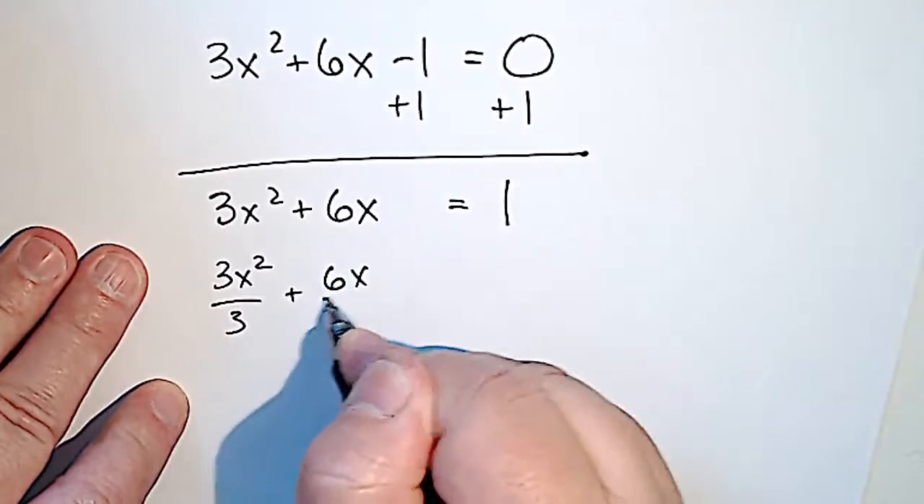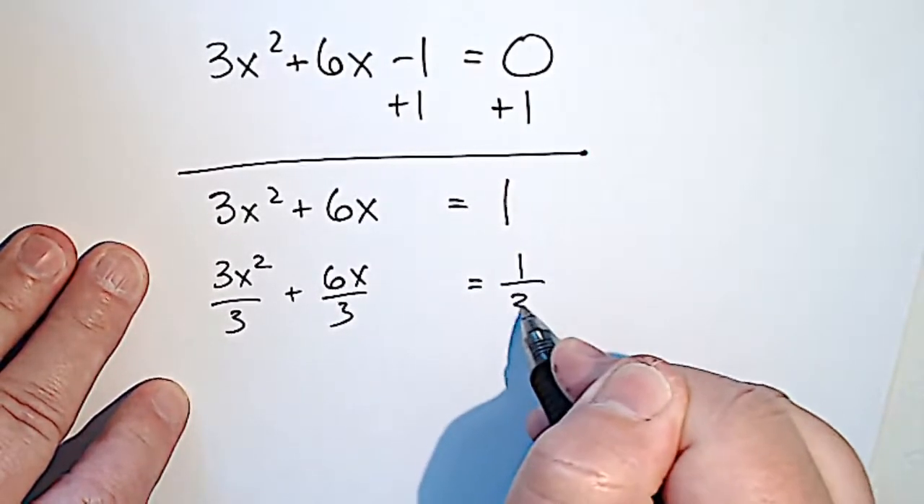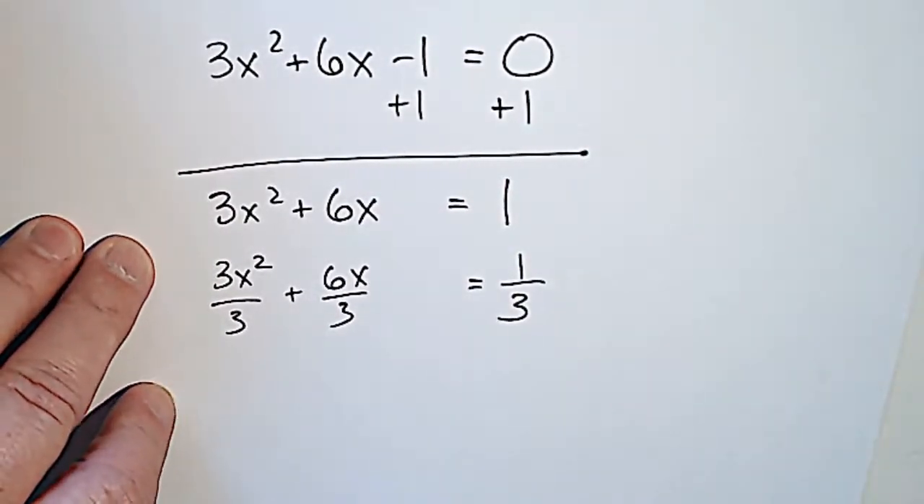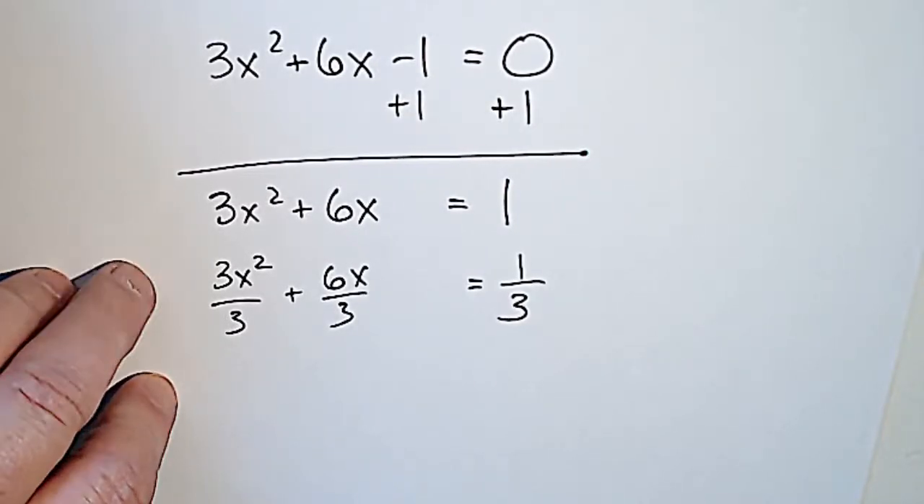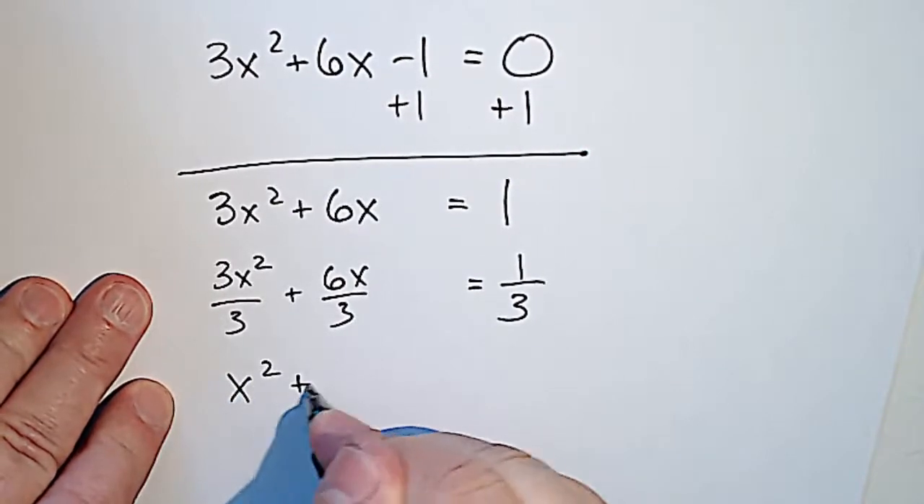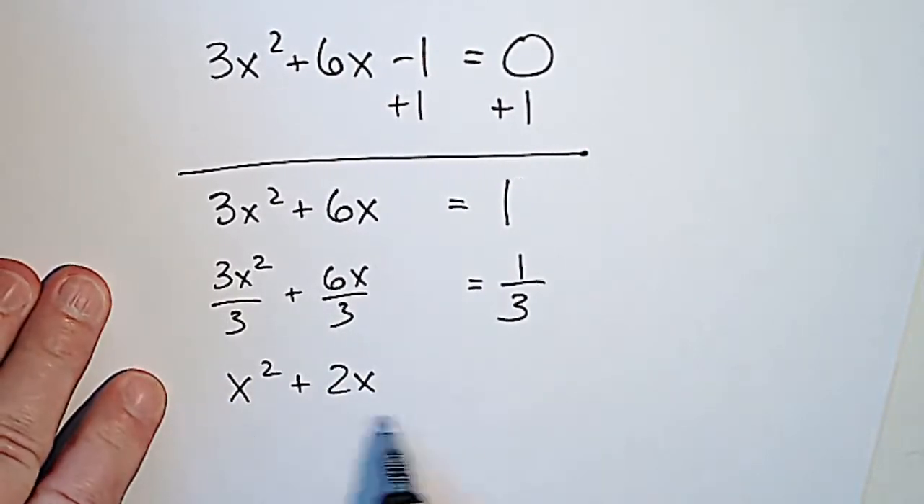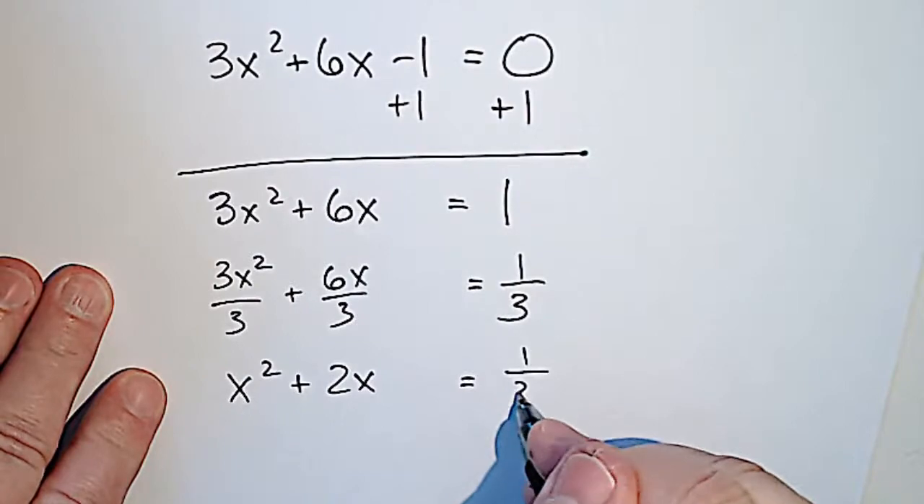Everybody gets divided by 3. Yay. And remember, hold tight to your teddy bear, and remember, the very next video is going to be me showing you the shortcut. x squared plus 2x. See, this is very pleasant over here. Equals 1/3 in the junk drawer.